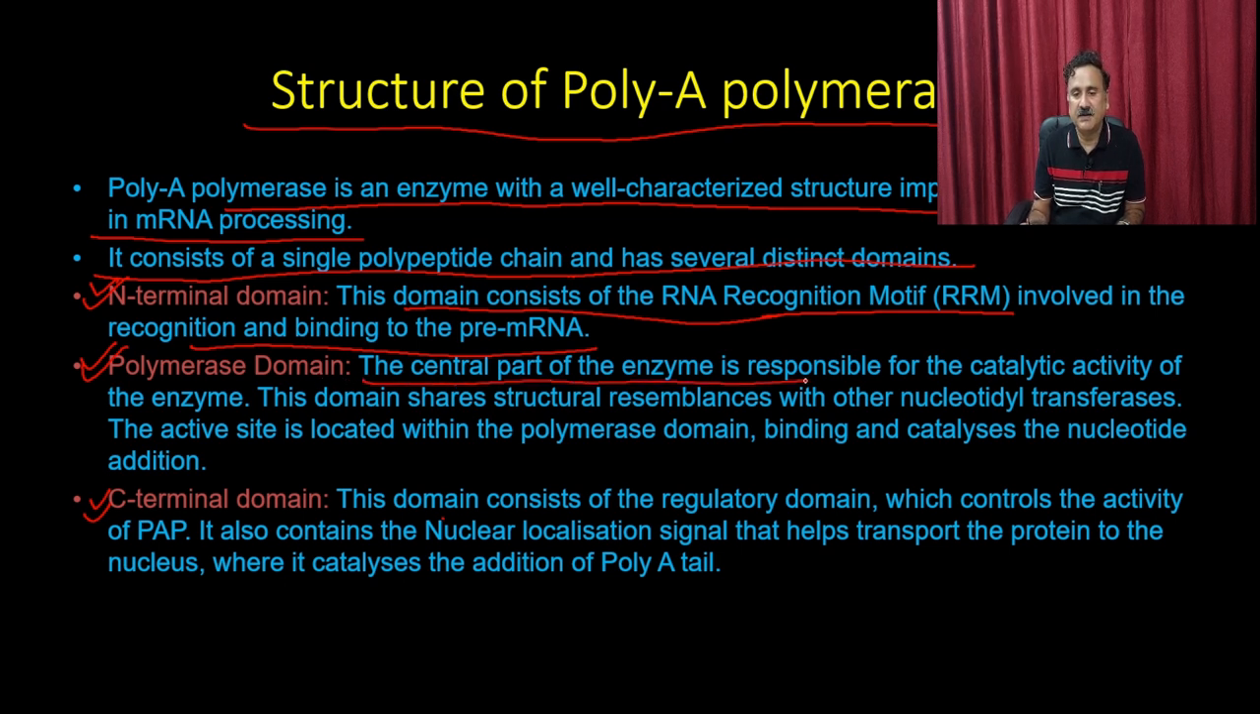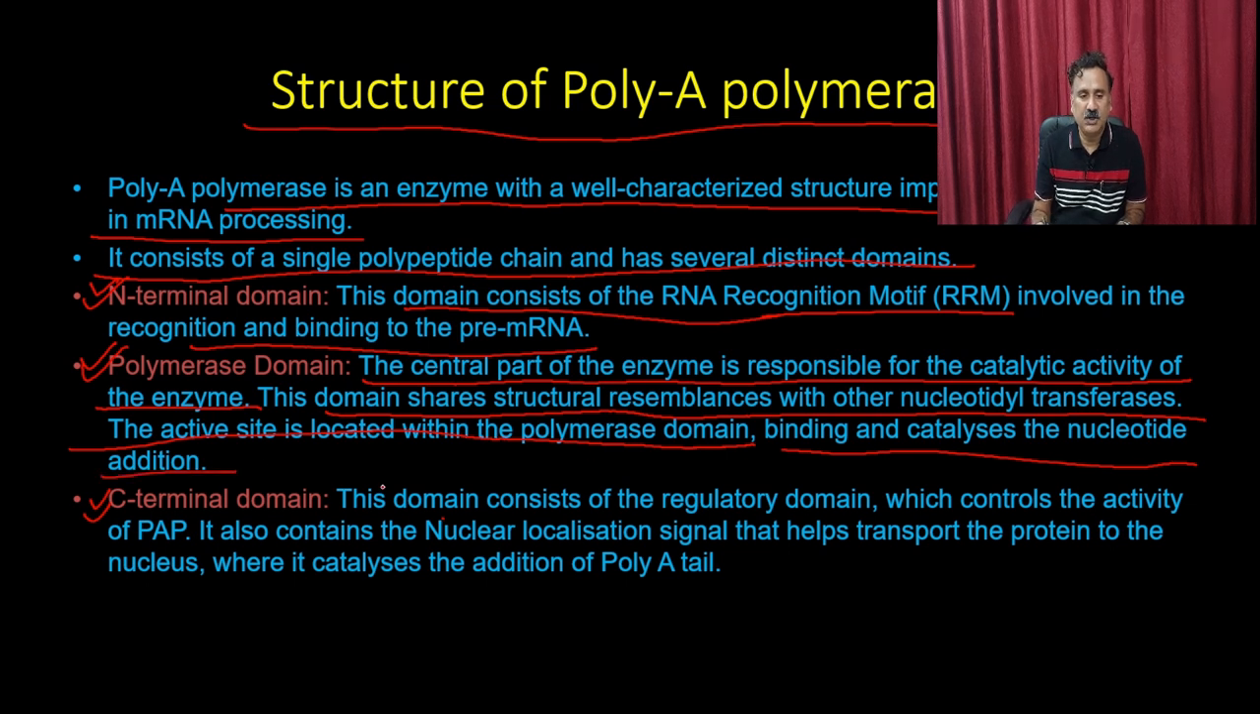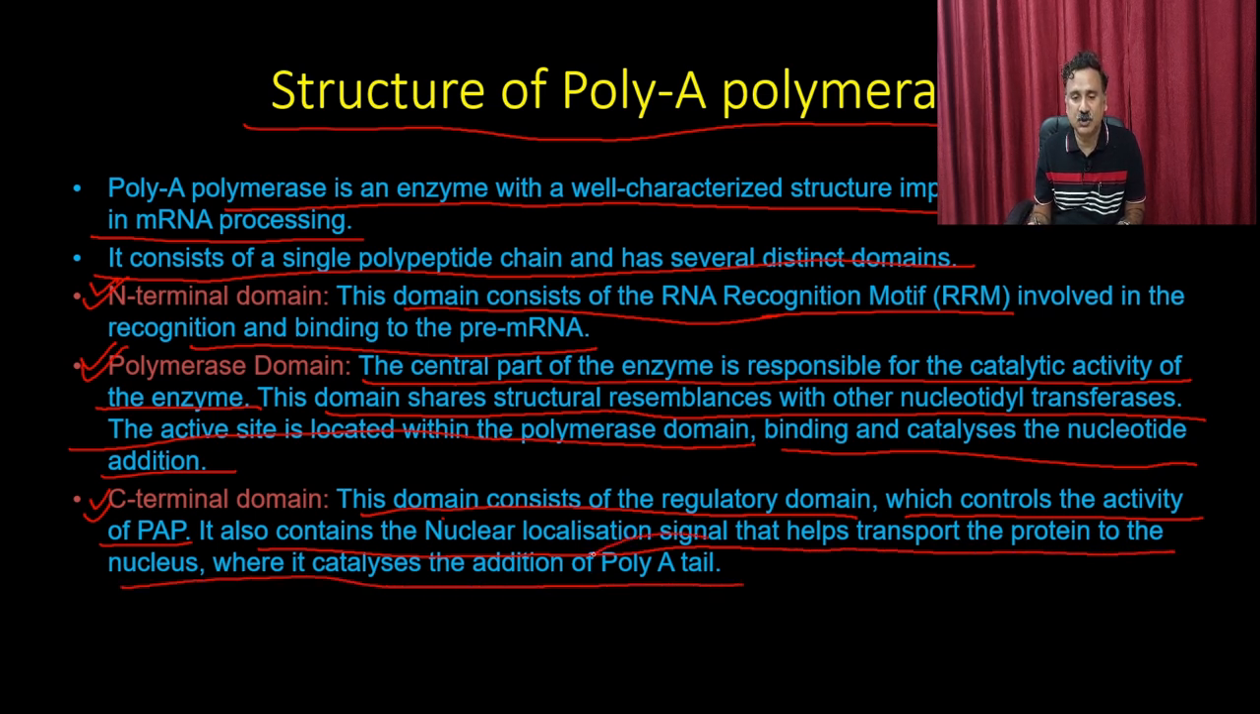Then we have a polymerase domain. The central part of the enzyme is responsible for its catalytic activity. This domain shares structural resemblance with other nucleotidyl transferases. The active site is located within the polymerase domain, binding and catalyzing the nucleotide addition. The C-terminal domain consists of the regulatory domain, which controls the activity of the PAP. It also contains a nuclear localization signal that helps transport the protein to the nucleus, where it catalyzes the addition of the poly A tail.